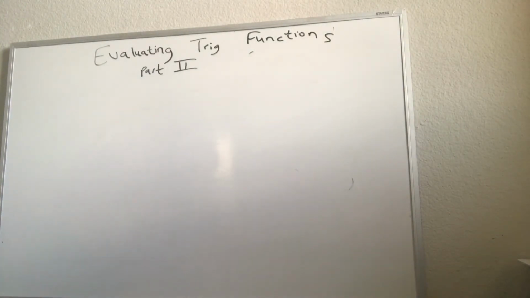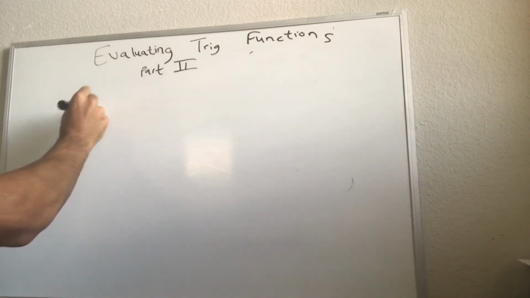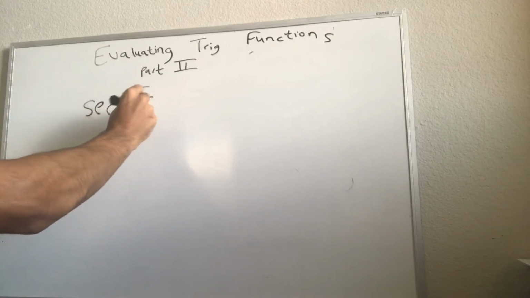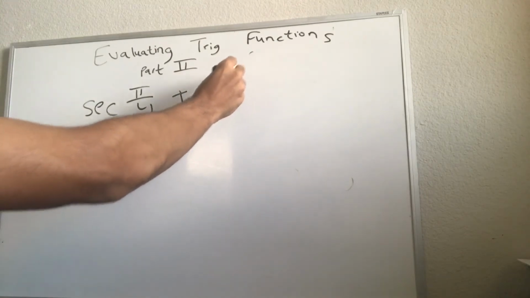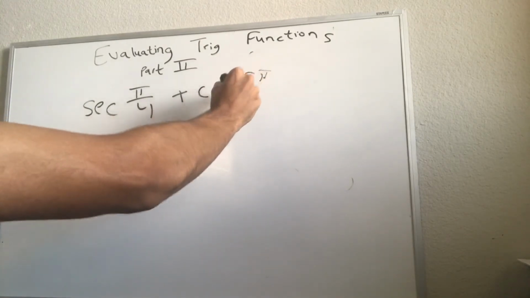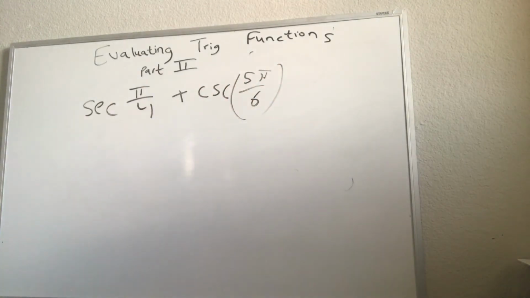Now in this problem, what I have done is I've taken the other three trigonometric functions that we really haven't gone into too much depth with. They're the reciprocals of the three primary ones of sine, cosine, and tangent. So the problem is secant of pi over 4 plus cosecant of 5 pi over 6. The secant is a reciprocal of cosine of theta, and the cosecant is a reciprocal of sine of theta.